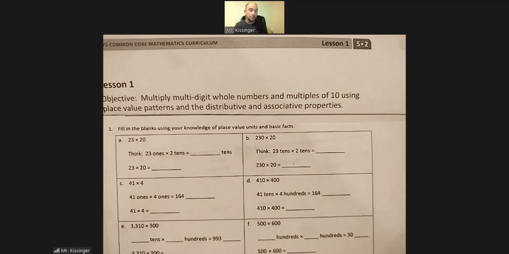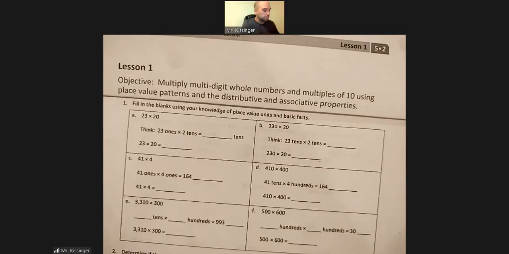In today's lesson, we're going to learn to multiply multi-digit whole numbers and multiples of 10 using place value patterns and the distributive and associative properties. It says fill in the blanks using your knowledge of place value, units, and basic facts.